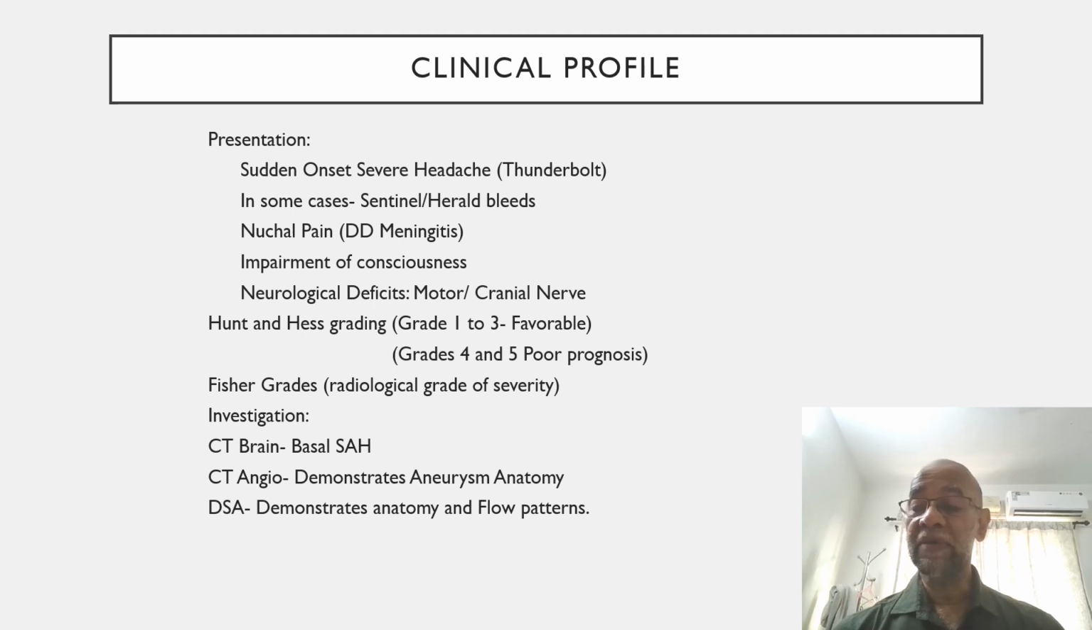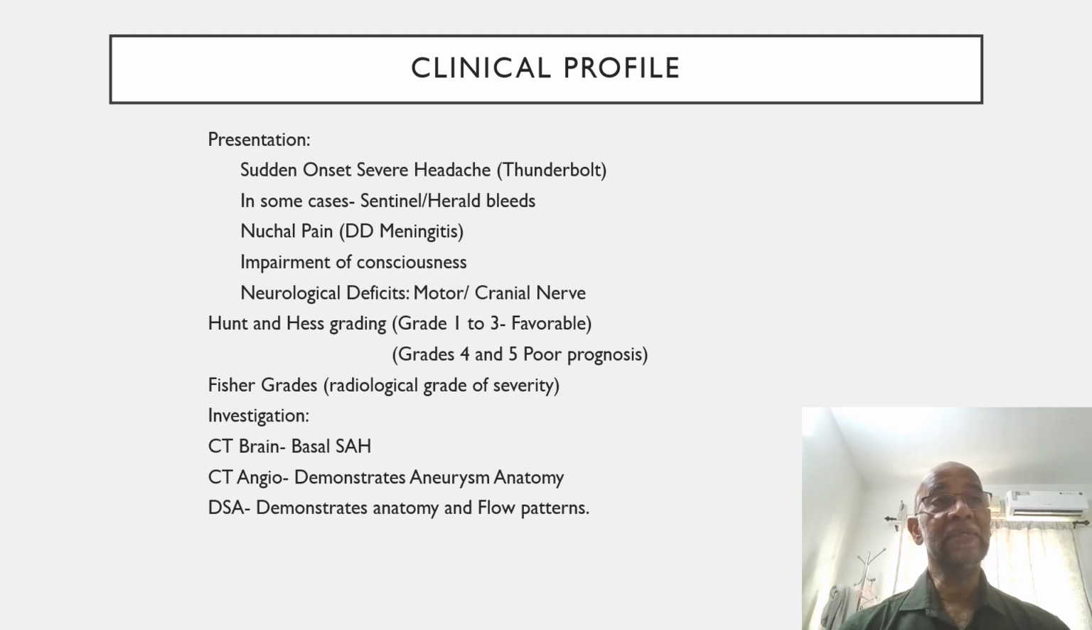Depending upon the severity of the SAH, you can have impairment of consciousness. You can also have neurological deficits, which can be motor or cranial nerve. The classical cranial nerve involvement in an aneurysm, which might not even have ruptured, occurs with the laterally pointing posterior communicating artery aneurysm, which impinges upon the third nerve.